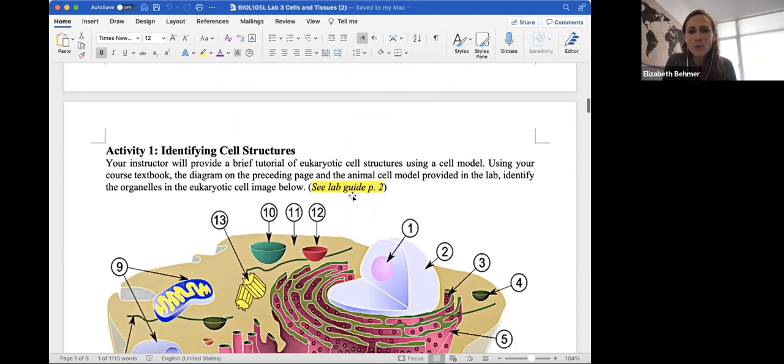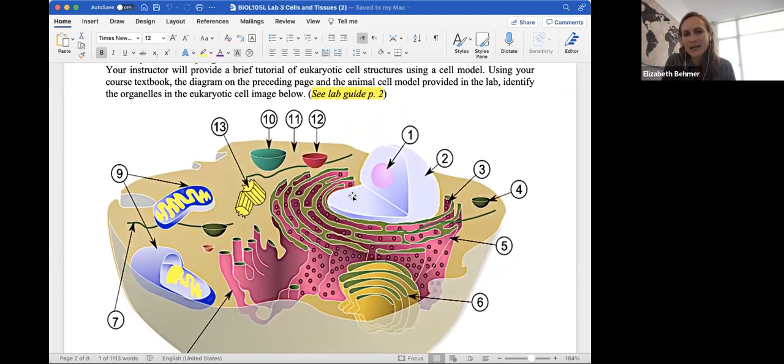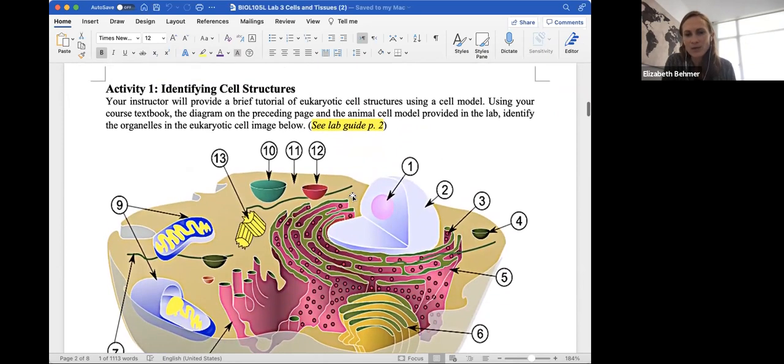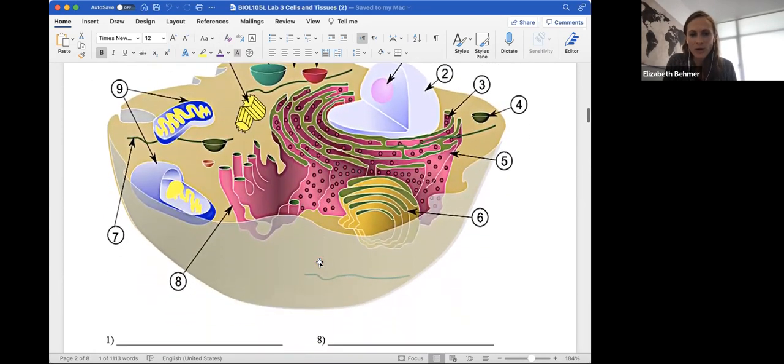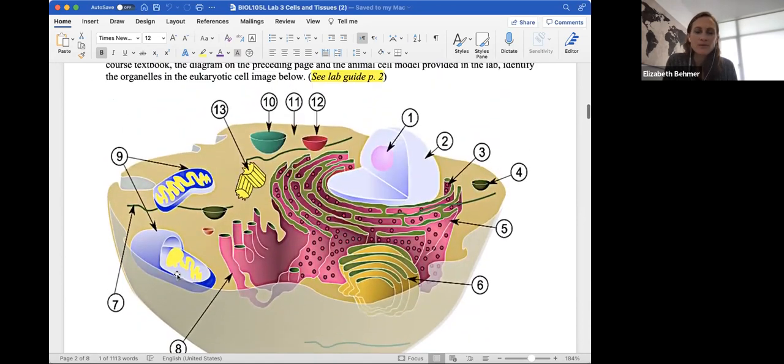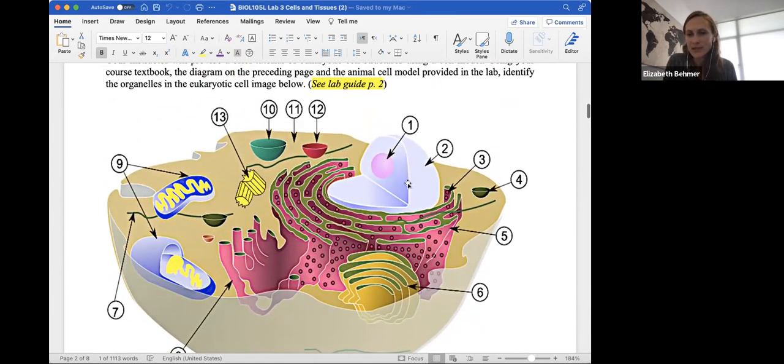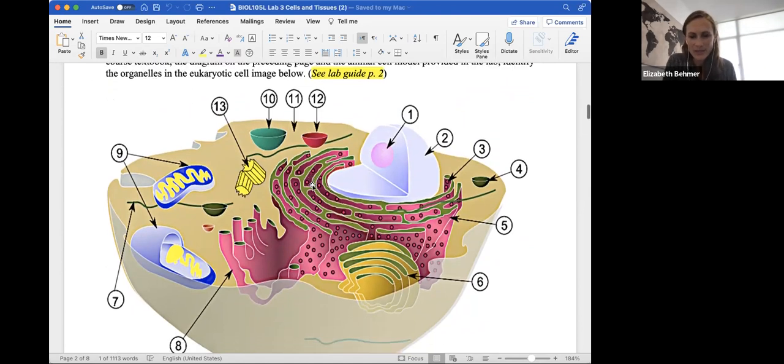So for activity 1, those links that I just showed you in the lab guide will give you different tutorials that will help you identify the different structures of the cell. You'll want to go through those tutorials, watch that YouTube video to identify the different parts of the cell, and then you'll type in the organelles below here. For example, number 2 is pointing at the nucleus, and number 1 is pointing at the nucleolus, which is inside the nucleus. And you'll see other structures labeled here.